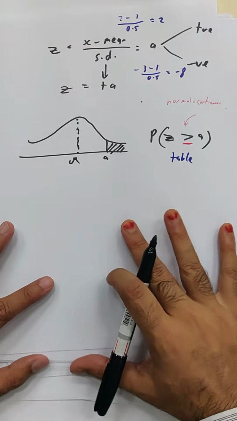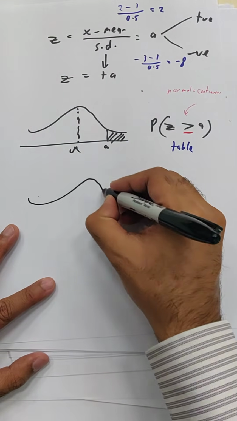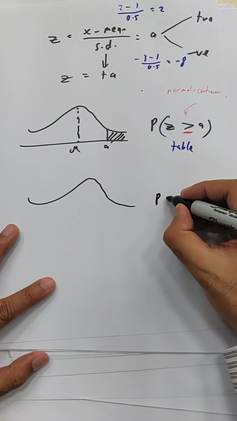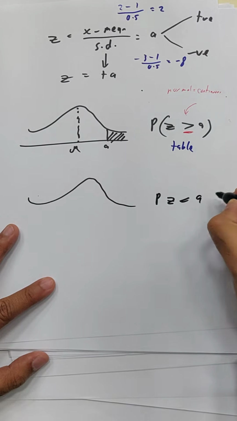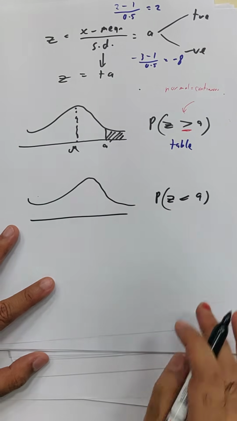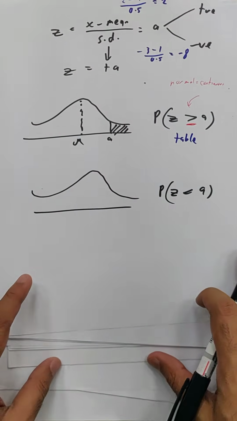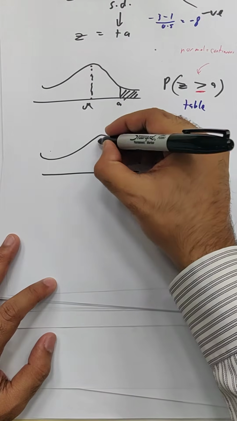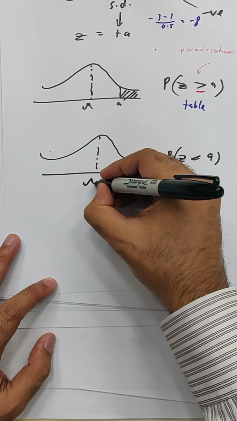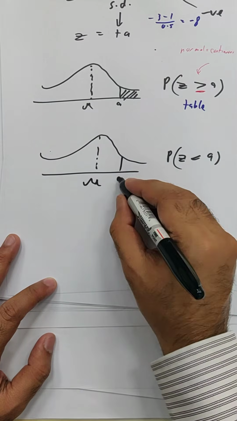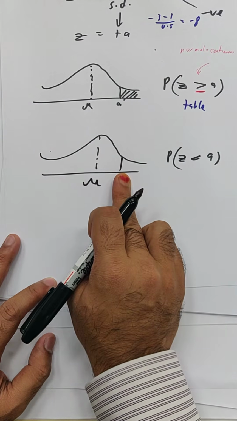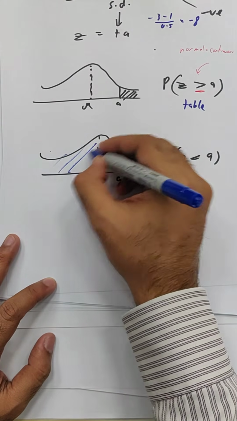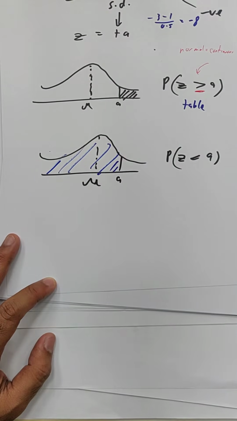Okay, let's go further down. If I would like to calculate where P(Z) is less than a, where will it be on the graph? Remember, a is still positive. So since your a is positive, that means it's on the right side. Less than a means going in this direction.